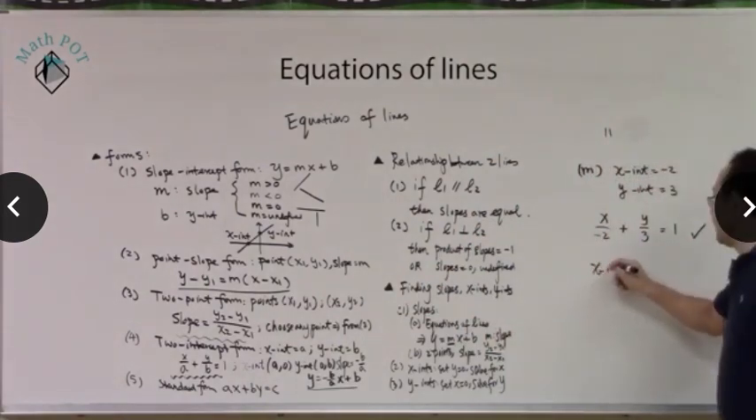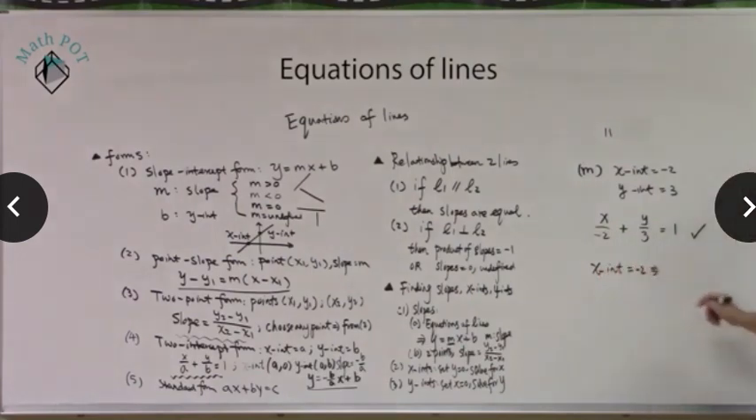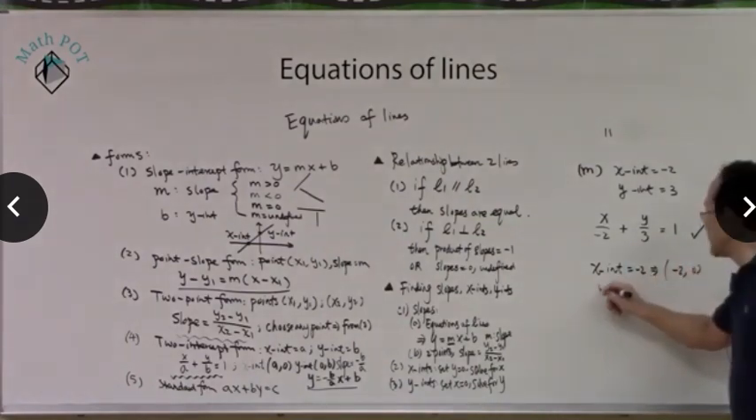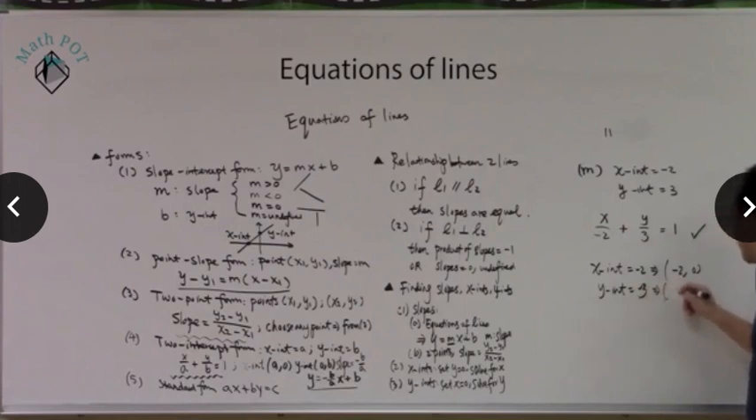So we know the x-intercept is negative 2. That means we know one point, which is negative 2, 0. Of course, given the y-intercept is 3, that means we know the point is 0, 3 and not 3, 0. So now it's clear that we have 2 points.